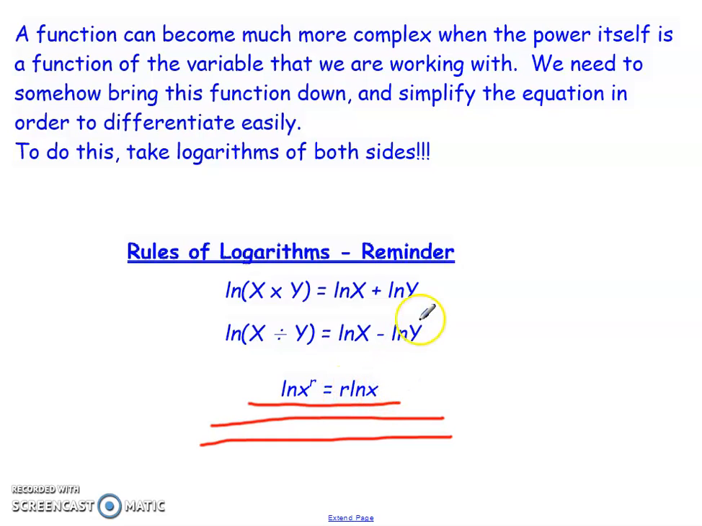We need to remember and use all three of these at various points when we're taking logarithms of both sides. This will help us manipulate things and actually turn quite a complex function into something much easier to work with. So I'm going to show you a few examples of what I mean to demonstrate it to you.